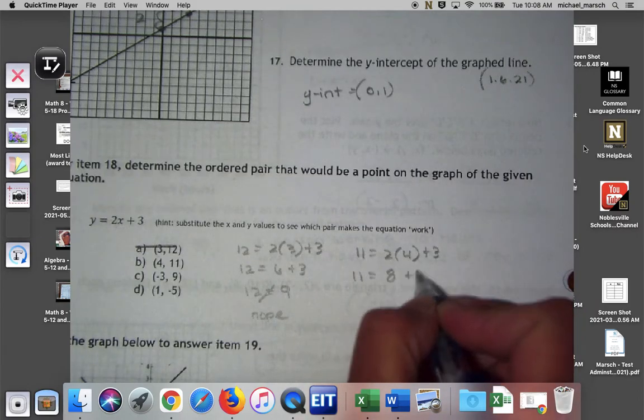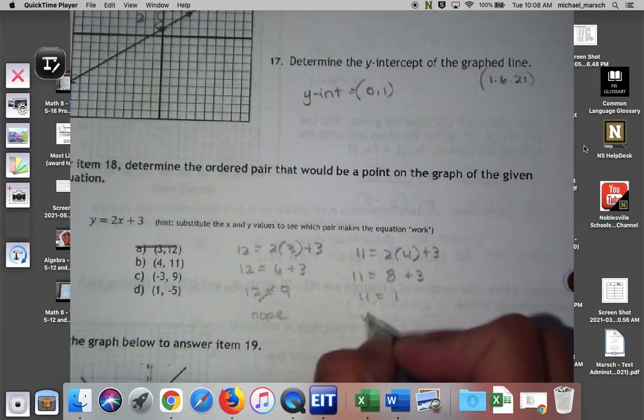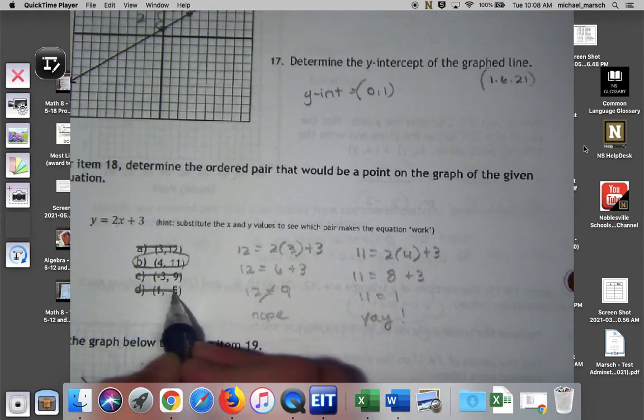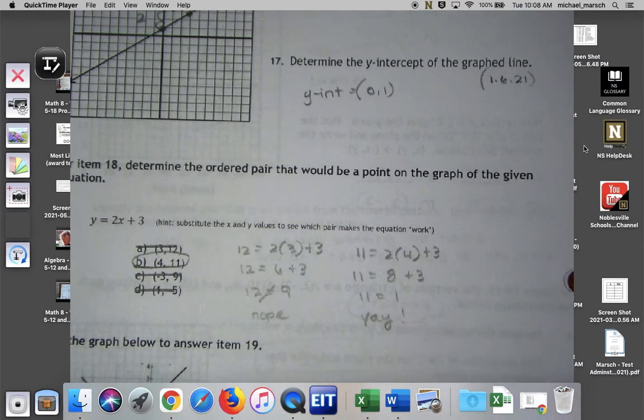What if I put 11 equals 2 times 4 plus 3? 11 equals 8 plus 3. Does 11 equal 11? Yay! So this is my answer. I don't even have to try these two because I already found my answer. There's only one.